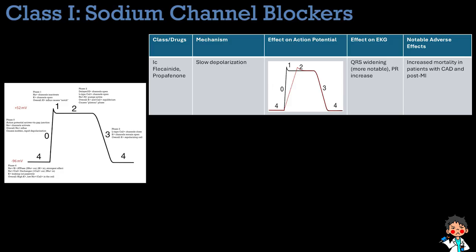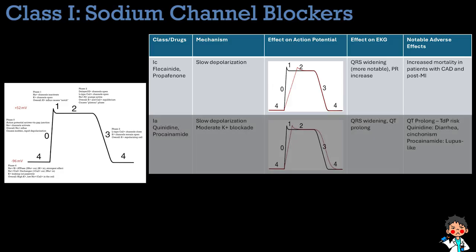Now, if everything I just said is complete gibberish to you, it's not super important for USMLE, so don't worry about it too much. But I do want you to take away the fact that class 1C antiarrhythmics are contraindicated if I have damage to the heart tissue, for example, CAD or post-MI.